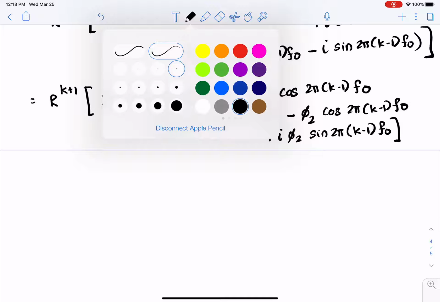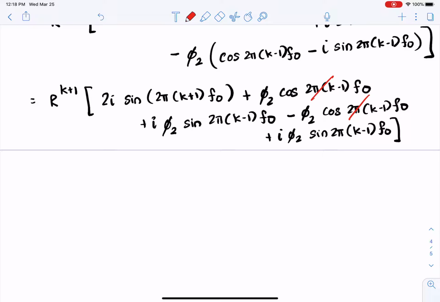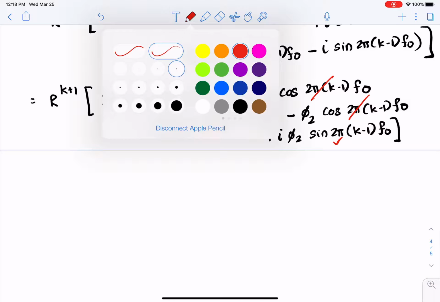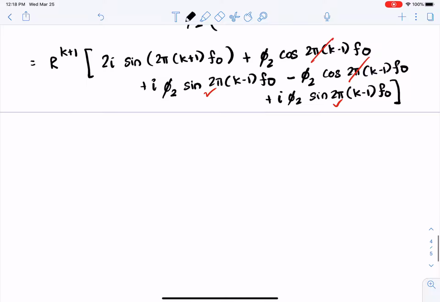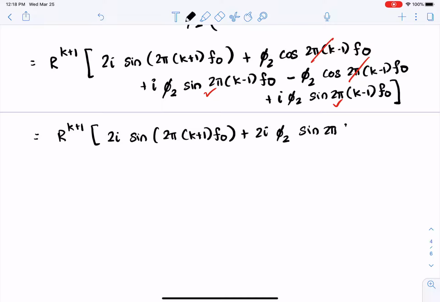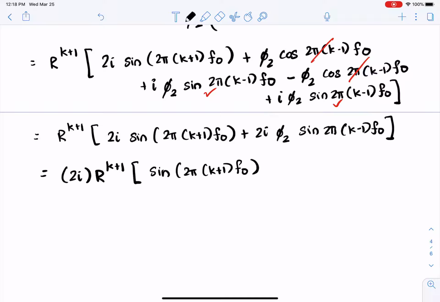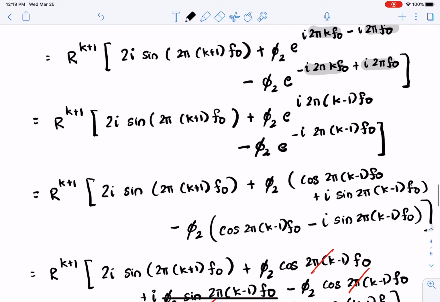So those two terms are identical, so those would go away, and these two terms are identical with positive signs, so we could combine that. That would give us r raised k plus 1 times 2i sine 2 pi (k plus 1) f naught plus 2i v2 sine 2 pi (k minus 1) f naught. We have 2i in common, so 2i times r raised k plus 1 times sine 2 pi (k plus 1) f naught plus v2 sine 2 pi (k minus 1) f naught. We're not done yet. This is just the numerator. So we move on to the denominator.